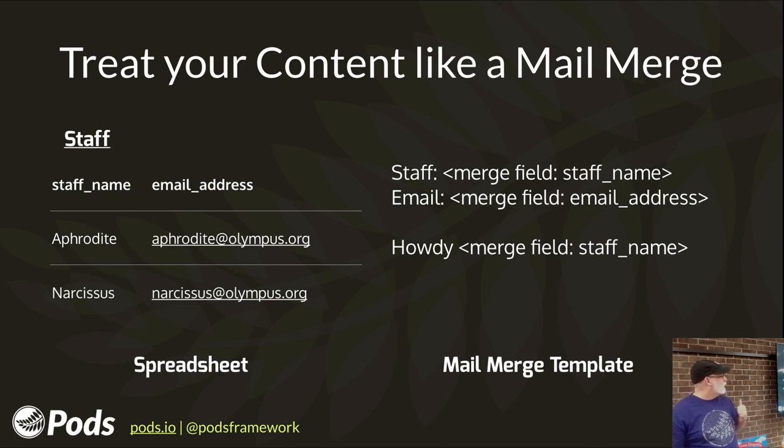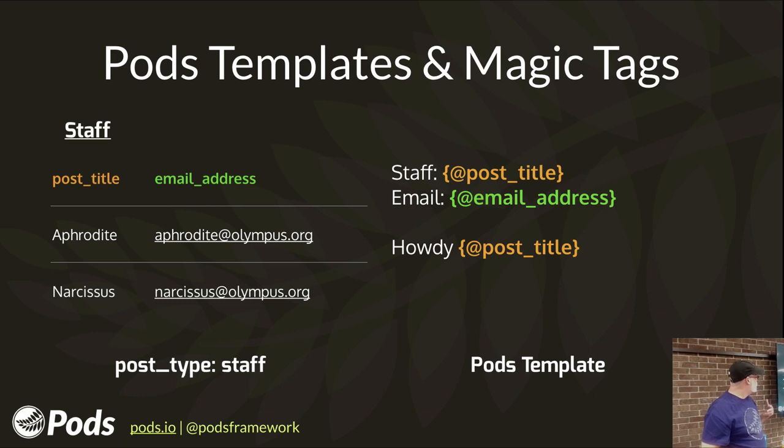So how many of you guys have ever done a mail merge with Word and Excel or something of that nature? Like mail merge letters, where you have a list that you want to automatically populate into a form letter. So that's kind of what we're doing. We're taking the list of these names and email addresses and populating them into a mail merge template. So in Pods, what we're going to use is our post type of staff, and the Pods template we're creating is going to pull in the post title and the email address into that little content block. So it's just like a mail merge, but in this case, it's actually called a Pods template.